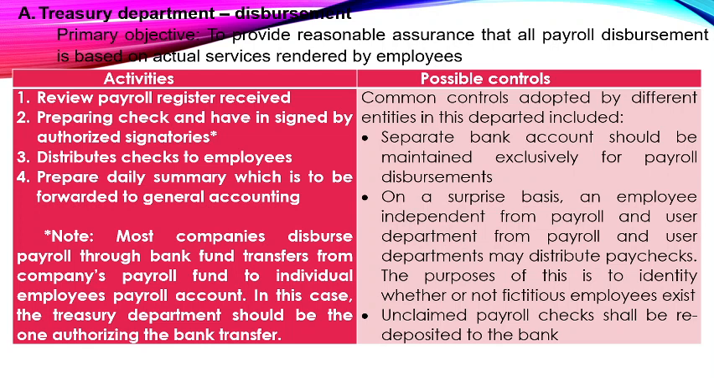On a surprise basis, an employee independent of payroll and user departments may distribute paychecks. The purpose of this is to identify whether or not fictitious employees exist, and unclaimed payroll checks shall be deposited to the bank.